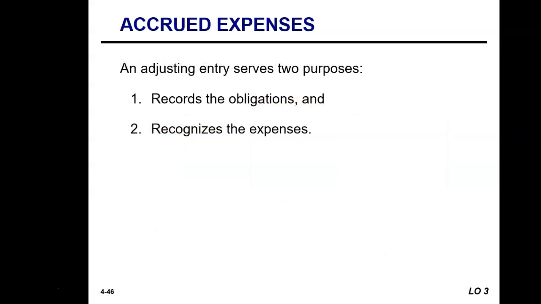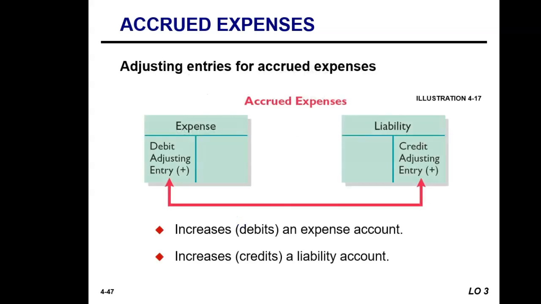Okay. Next, we have what we call an accrued expense. This is an expense that's already incurred. However, the expense has not yet been paid. So when you record an accrued expense adjustment, you're going to always debit an expense account in order to recognize and record the expense, and you're going to credit a liability account.